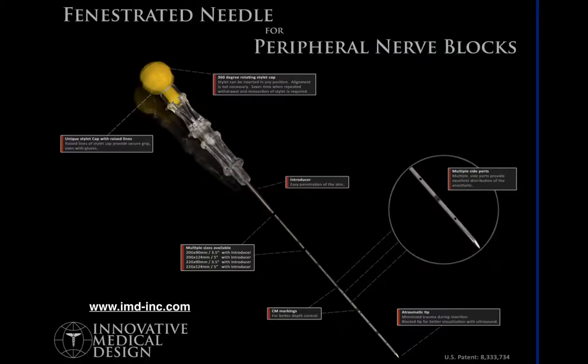The fenestrated needle is one more tool that can be used in conjunction with ultrasound as needed to perform lower extremity nerve blocks. Thank you.